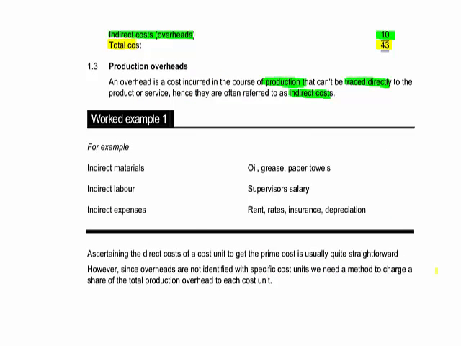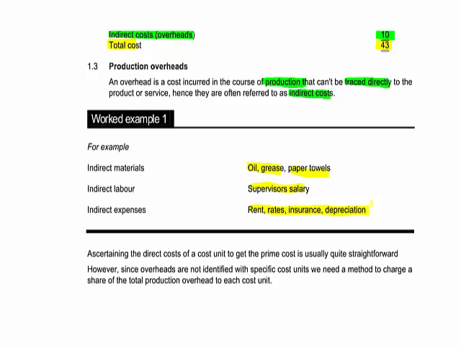Worked example 1 then just classifies some examples of the different indirect costs. So indirect materials then could be things like oil and grease for the machine or paper towels that are used on the production process. Indirect labour could be a supervisor. And the biggest category is usually the indirect expenses. So these will be all of the costs associated with running the factory. For example, rent, rates, insurance, and depreciation.